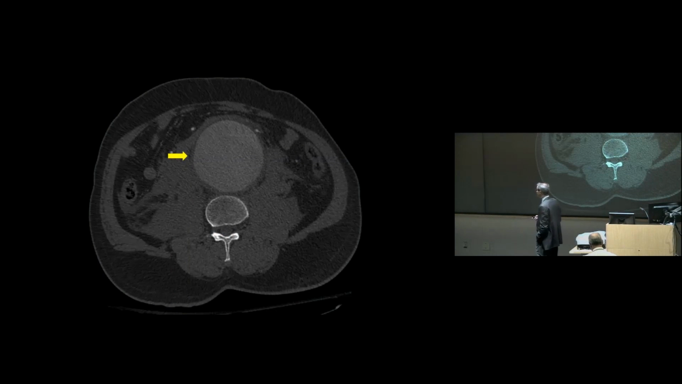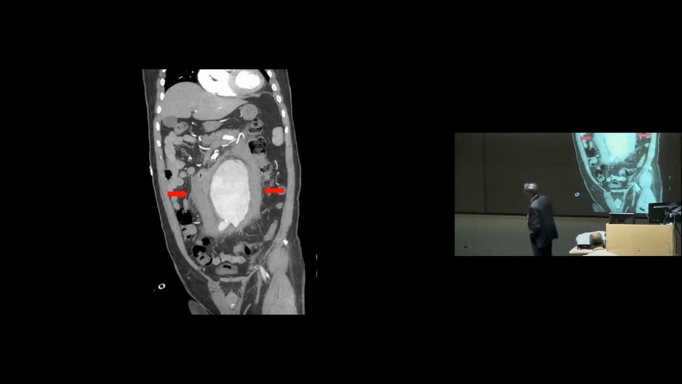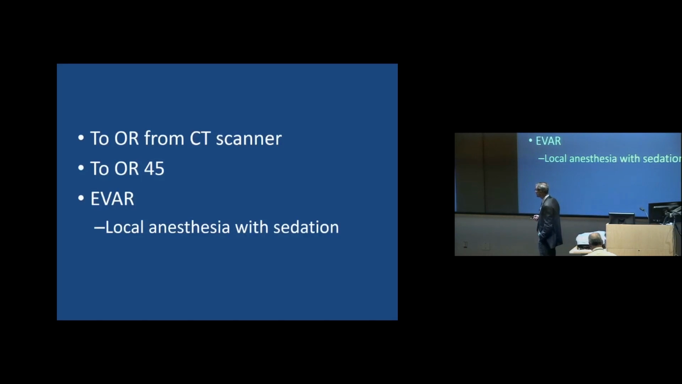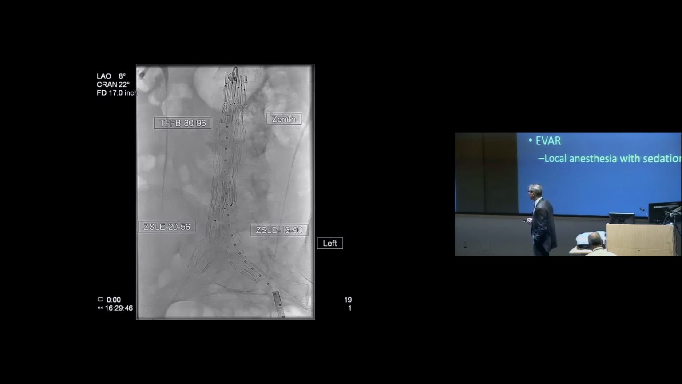This scan shows a large infrarenal aortic aneurysm. You can see significant surrounding blood in the retroperitoneum. This is a coronal image showing that hematoma around the large aneurysm, and a sagittal image showing the hematoma associated with the aneurysm. So he was taken directly to OR 45 from the CT scanner, and had an endovascular aortic aneurysm repair done under local anesthesia with sedation.